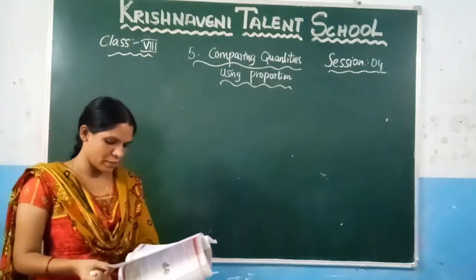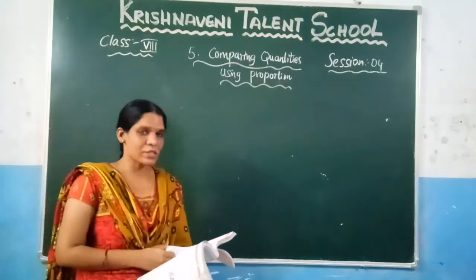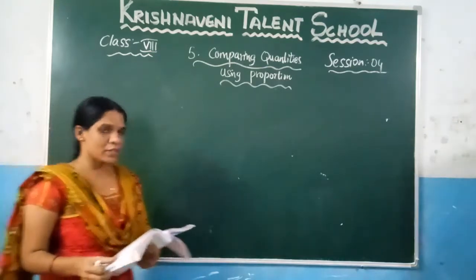We have discussed exercise 5.1 up to 6 questions. Now see the 7th question. What is the 7th question given here?